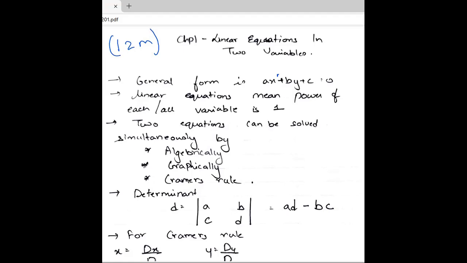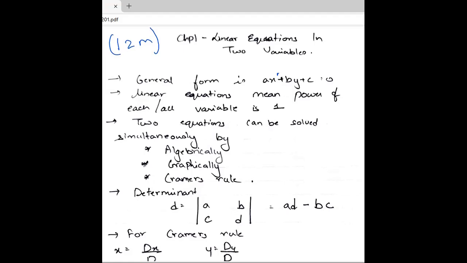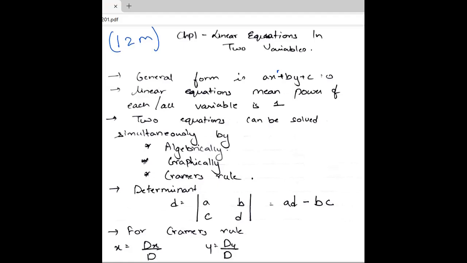Now, these two equations can be solved in various ways. The three ways which we are dealing with in this chapter are algebraically, graphically, or by Cramer's rule. Now, in the algebraic method, you would have two equations. Say, for example, 2x plus 3y equals 5 and x plus 6y equals 2. You want to find the value of x and y.